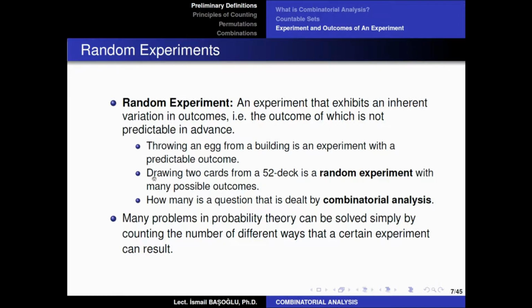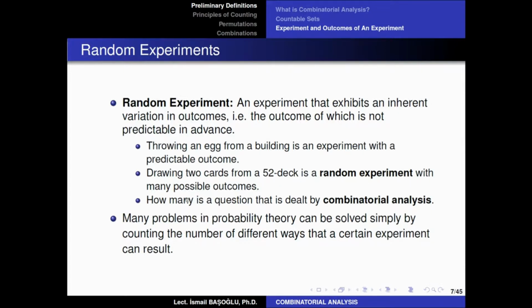However, if your experiment is to draw 2 cards from a 52 deck, that experiment is going to be a random experiment because if you draw 2 cards randomly from a 52 deck, you may have many possible outcomes. So you can, for example, draw an ace of spades and queen of hearts, or you may draw a 7 of clubs and 6 of diamonds. Okay, so there are many possible outcomes that you may observe if you perform this experiment, and it is impossible for you to predict the cards that you are going to draw in this experiment. Therefore, we call this experiment a random experiment.